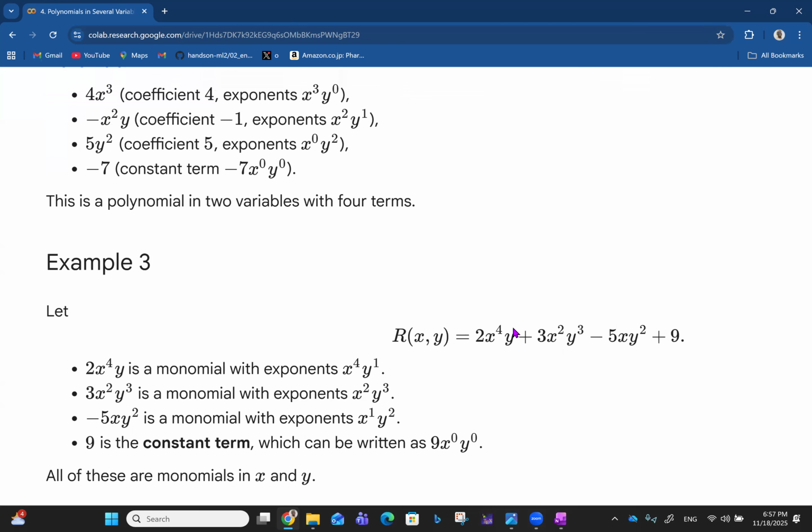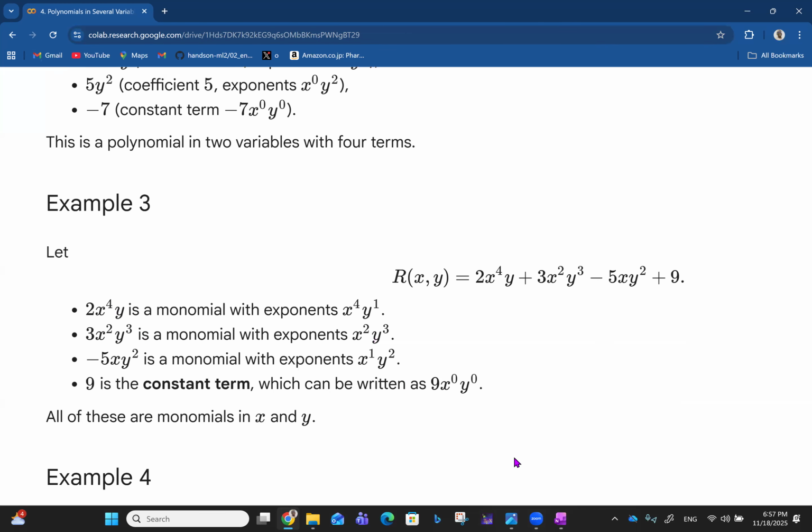So what do we have? We have 2x raised to the power 4 y is a monomial with exponents 4, 1. 3x squared y cubed is a monomial with exponents 2 for x and 3 for y. Minus 5x y squared because the coefficient is minus 5 and the exponents are 1 and 2. Then 9 is a constant term which can be written as 9x raised to the power 0, y raised to the power 0. All these are monomials in x and y, even the constant, because we can write it as 9x raised to the power 0, y raised to the power 0.